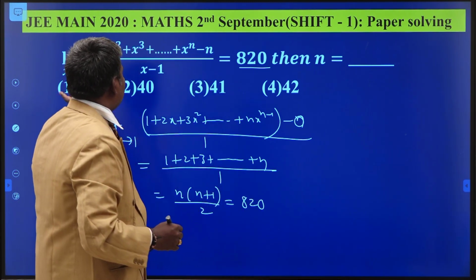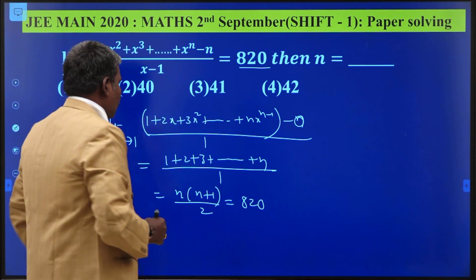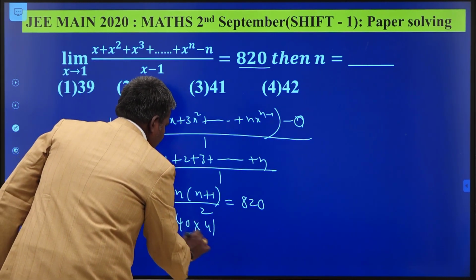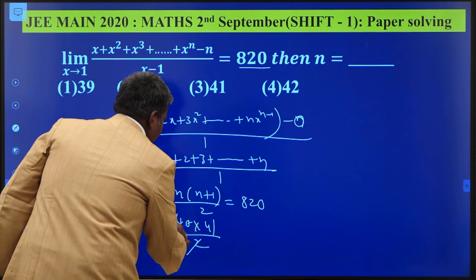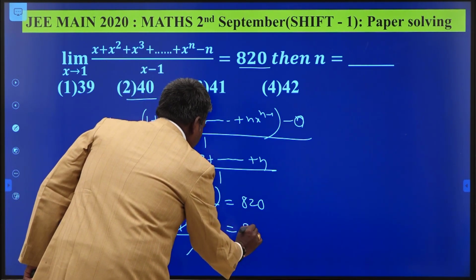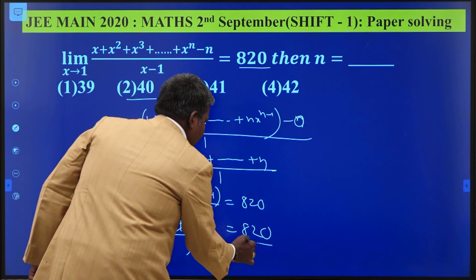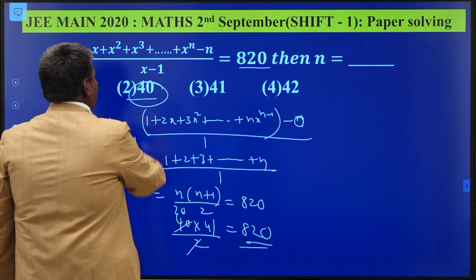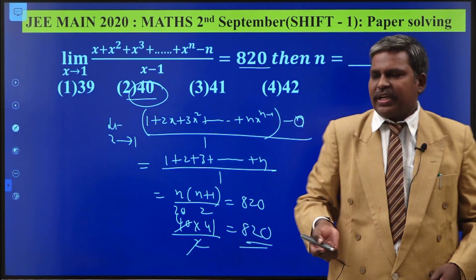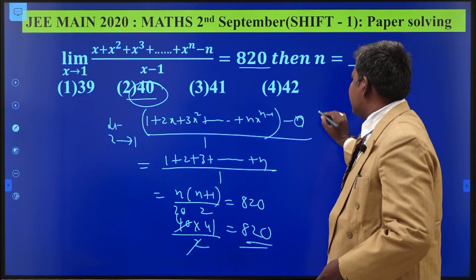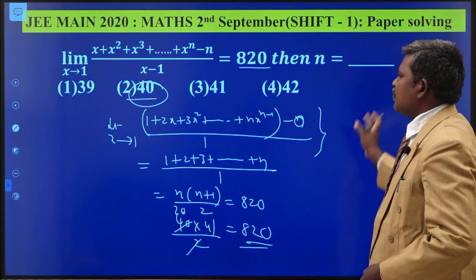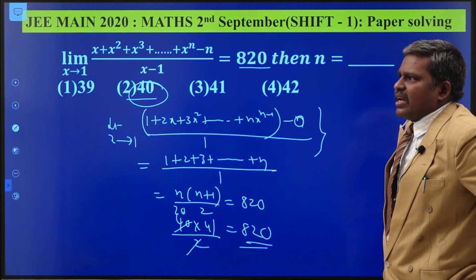So we have to find out the suitable value of n. Put n equals 40, what happened? 40 times of 41 by 2, 20 times 41, 2 41s are 82, 0 is there, so 820. So by verification itself, the value of n is 40. What is the derivative of n? 0, because the derivative of a constant is 0. We are applying L'Hospital rule here itself. It is a very simple question. Within one step, we get the required answer.